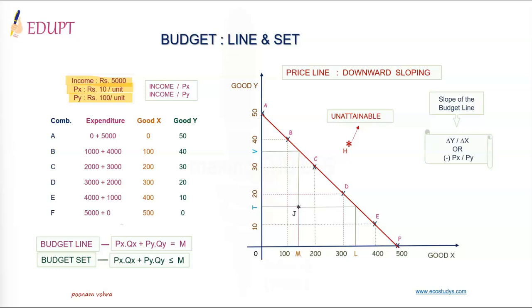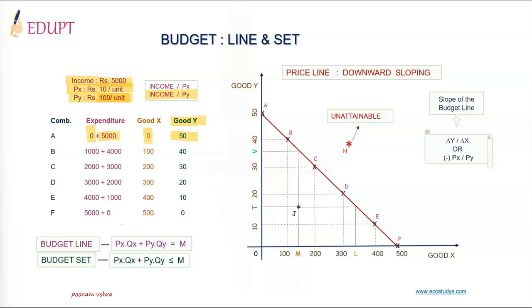Let's analyze. The consumer may buy only one good or combination of both goods. If the consumer decides to spend whole of his income on the consumption of good Y only, then quantity of good Y consumed would be income divided by price of Y, which is 5,000 divided by 100. That would be 50 units. In that case, nothing is spent on X, so consumption of X would be 0.